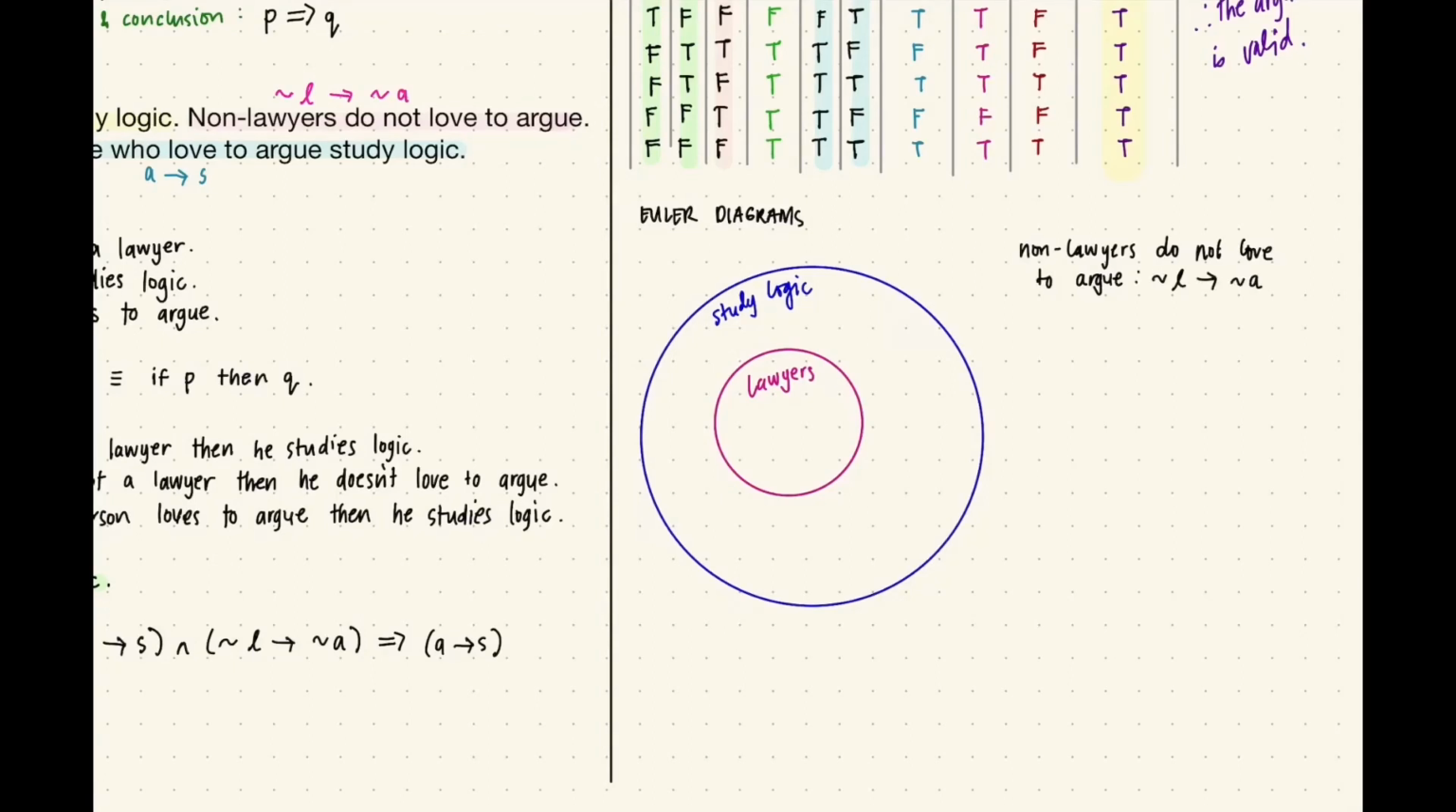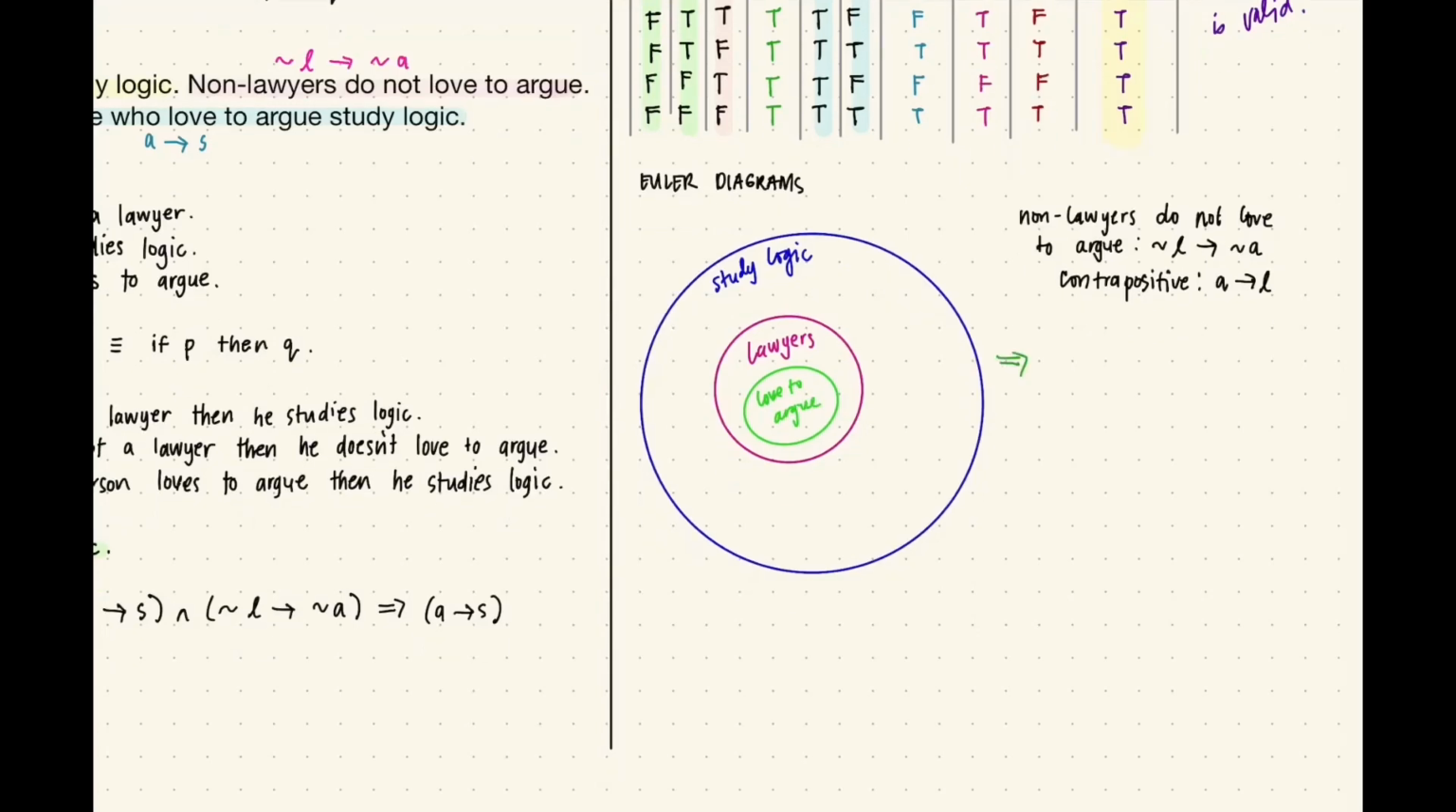statements. So let's try to take the contrapositive of these statements, which is we negate A, then the negative of L. So if A, then L. That's the contrapositive. So a person who loves to argue is a lawyer, or all who love to argue are lawyers. So it's inside the set for lawyers.